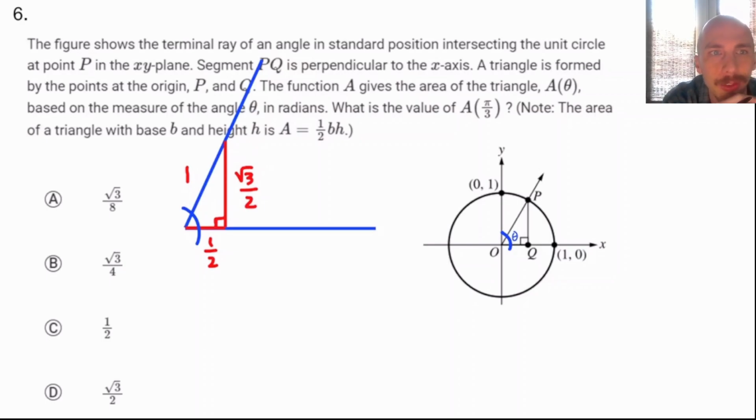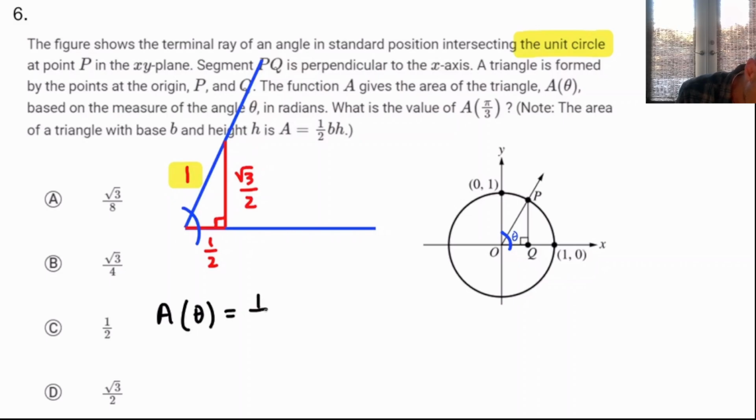And the area of the triangle, wait, let me make sure, the unit circle. Okay, so because of that, I know the hypotenuse is 1. And this also would have been a really good question to ask with a circle that wasn't radius 1. But I'm over here, and I'm going to say, all right, area of theta is equal to 1/2 base times height.